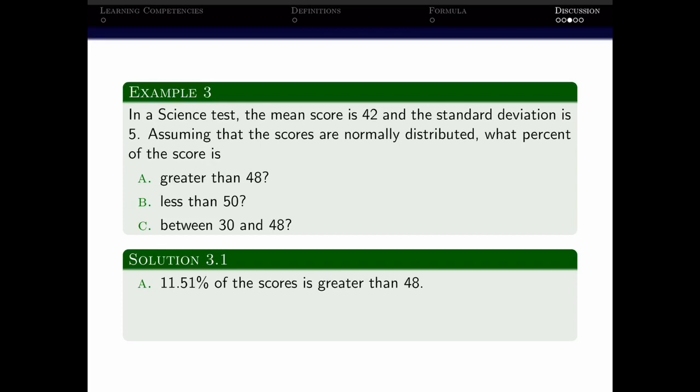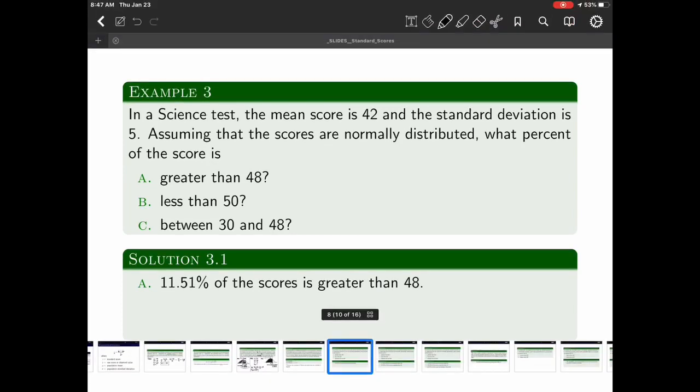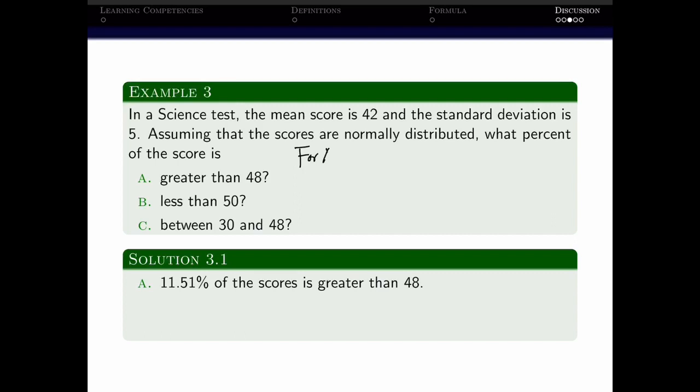Okay, now, as you can see, we already have an answer for letter A. That's 11.51% of the scores are greater than 48. But how did we actually come up with such an answer? First, for A, what we did was we convert 48 into the z-score.